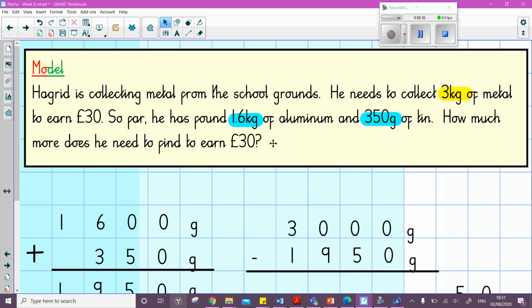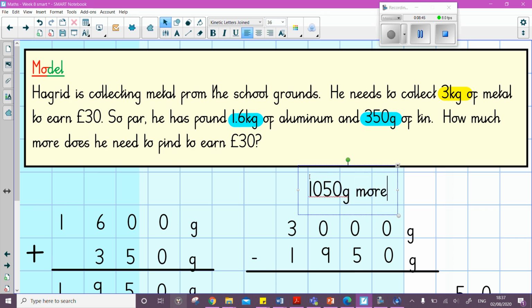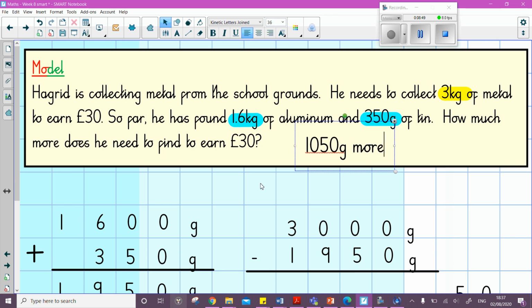So for my answer, how much more does he need to find to earn £30? He needs to earn 1,050 grams more is what he needs to find to earn £30.